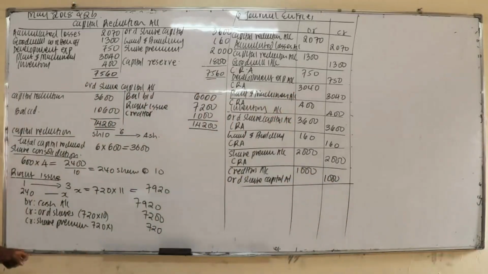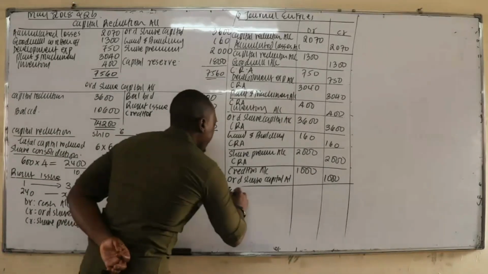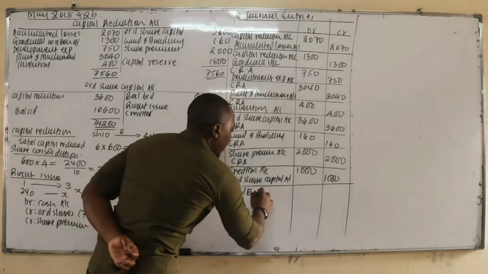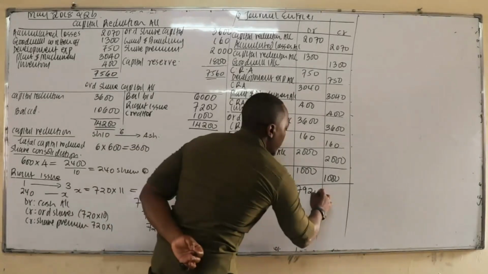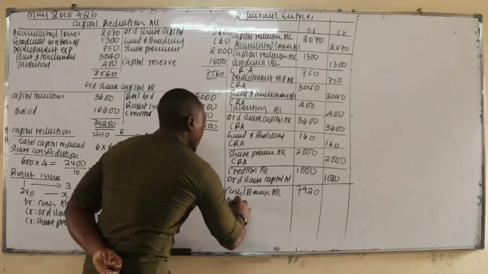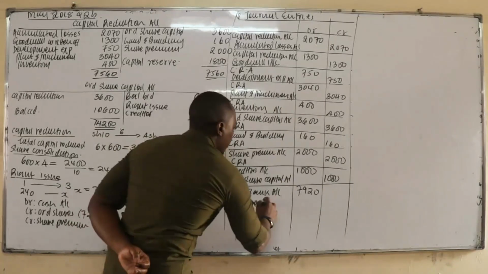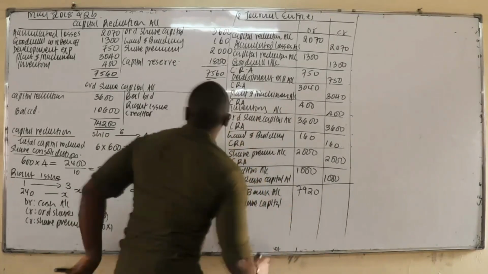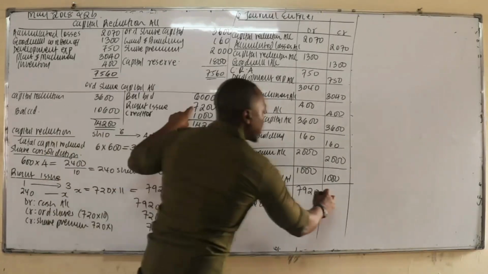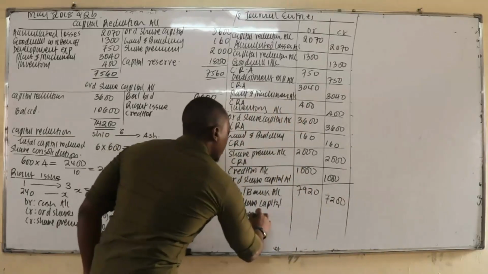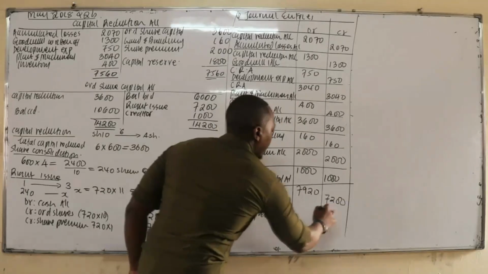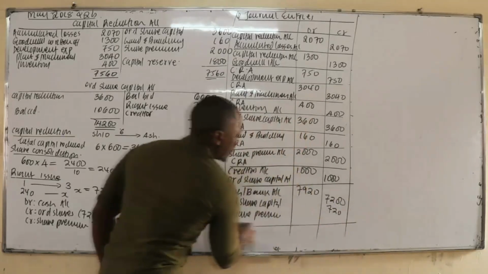Also, there was issue of share, of which you debited the cash account, cash stroke bank account with an amount of 79.20. Then you credited the ordinary share capital with an amount of 7,200, as well as there was share premium, an amount of 720.